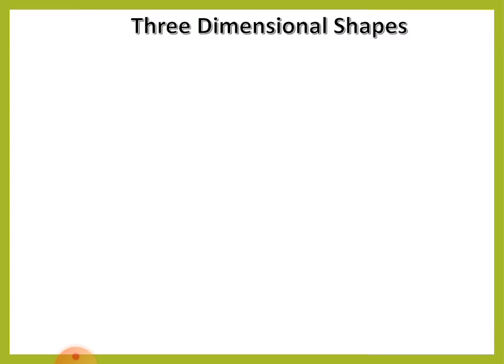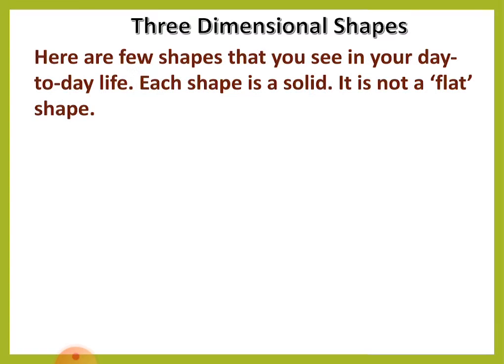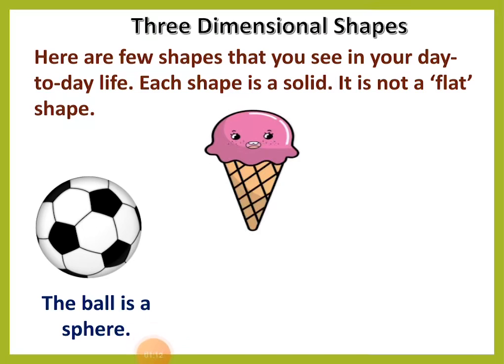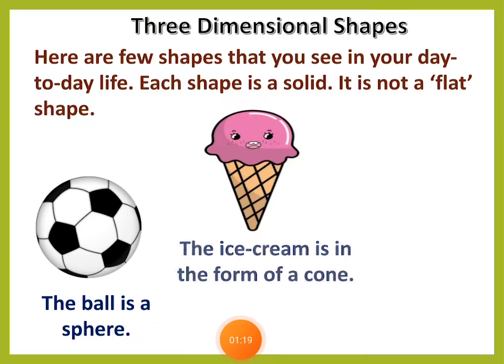You might have come across these types of shapes in real life, in your day-to-day life. So they are not flat shapes, fine. You can see this shape, it is the shape of a ball. So this represents a sphere. In the same way, you can see this is an ice cream, and this ice cream represents the form of a cone.